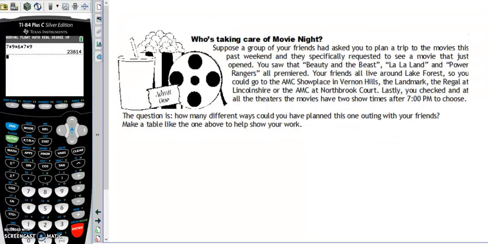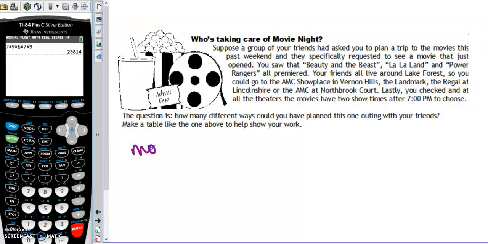So the next one, if we are to think about doing some sort of a movie night, you and a group of friends have asked you to plan the trip, and you're going to see Beauty and the Beast, La La Land, or Power Rangers, which are all premiering. Your friends live around Lake Forest, so you guys are going to choose either the AMC in Vernon Hills, the Landmark, the Regal at Lincolnshire, or the AMC in Northbrook. And you also look at the theaters and you know that there are 2 showtimes after the time that you choose. Question is, how many different ways can you guys plan the evening if you were to think about all the different combinations?